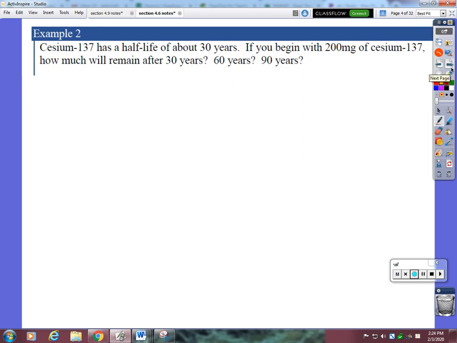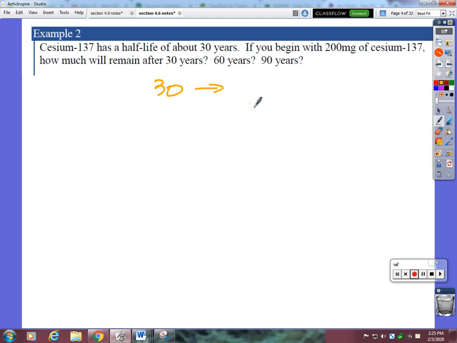All right, let's try another one. This time it tells us what the half-life of cesium-137 is. It's about 30 years. Was that days or years? Oh, years. Okay, so that decays fast. If we begin with 200 milligrams of cesium-137, how much will there be in 30 years?